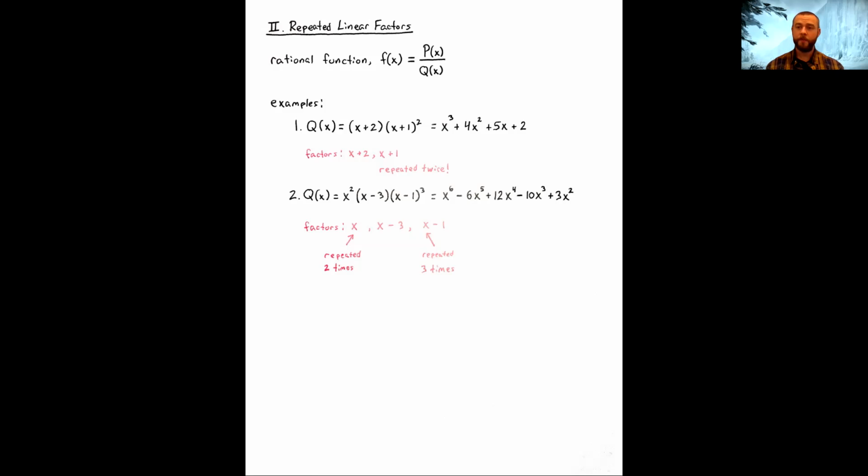All right, example 2 contains 2 repeated factors. Your factors are x, x minus 3, and x minus 1. The exponents on x squared and x minus 1 cubed, the 2 and the 3, tell you individually how many of those times are repeated. So x is repeated twice, and x minus 1 is repeated 3 times. Thrice, if you want to be fancy.